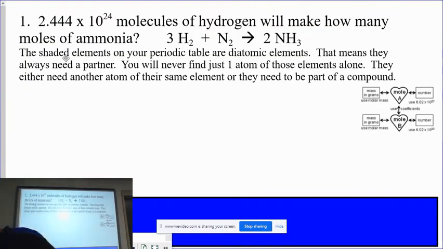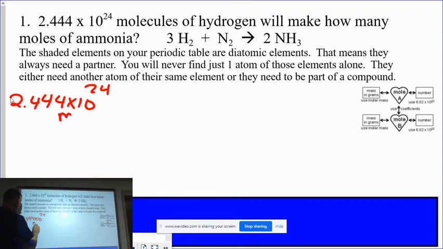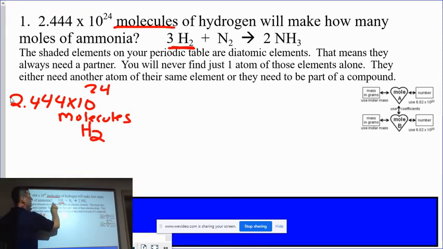So with any luck, you were able to set up the first steps in this problem. You always start with what they give you. So we are going to start with 2.444 times 10 to the 24th molecules of hydrogen. Now, what kind of hydrogen? Well, in this problem, hydrogen is H2, so you're just going to assume that that's what we're talking about, is the H2. And it does say molecules of hydrogen, so that reinforces that it is H2.